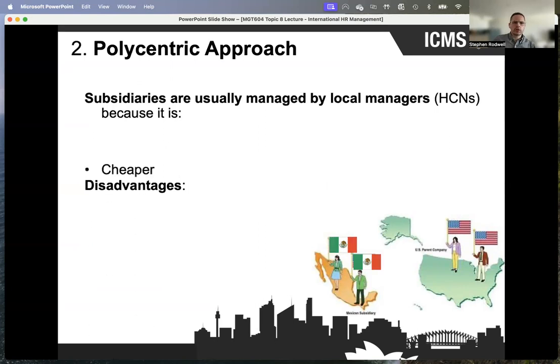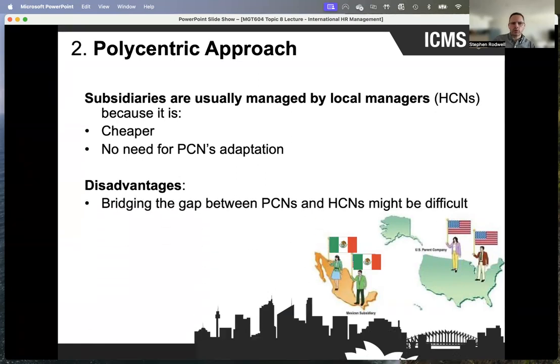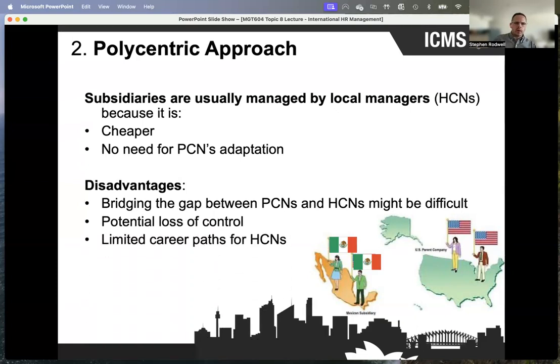The polycentric approach: subsidiaries are usually managed by local managers. This can be because it's cheaper. There's no need for parent country national adaptation. However, some of the disadvantages here: bridging the gap between parent country nationals and host country nationals might be difficult. There can be a potential loss of control. Limited career paths as well for host country nationals.